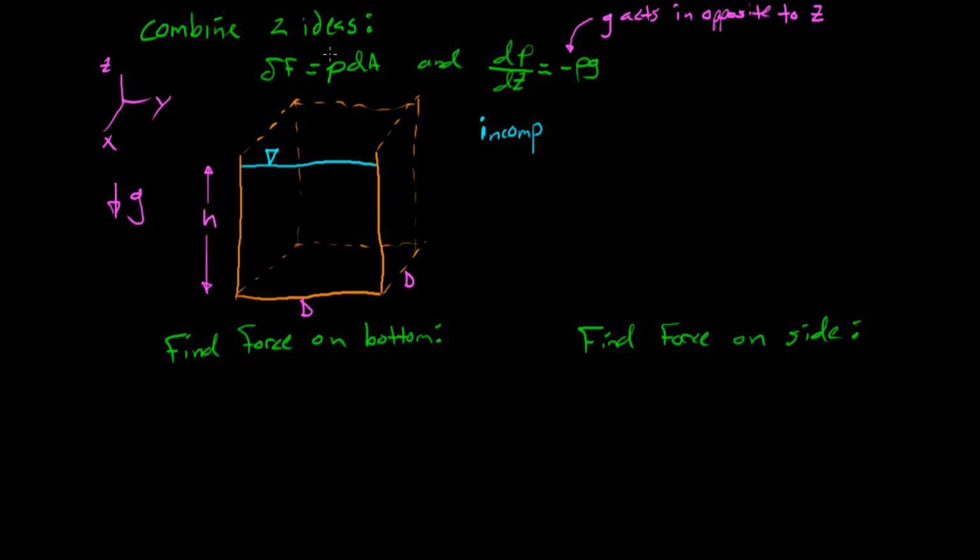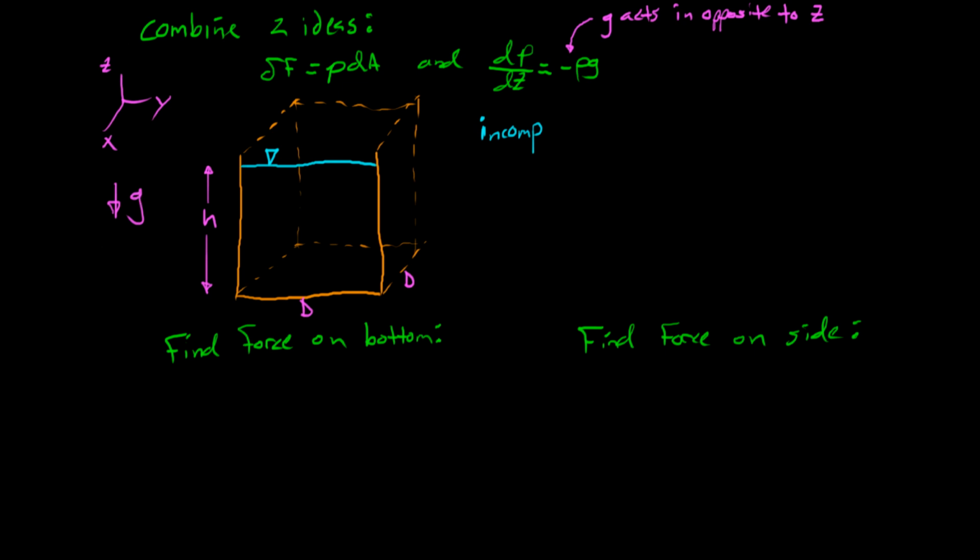We're going to use something that we've seen before, which is this idea of differential force being equal to the pressure acting on a differential area. And we're going to use the formal version of our gravity effect here, our fluid statics effect, dP/dz is equal to minus rho g. And remember, the reason there's a negative sign here is that gravity acts in the opposite direction to z, because I drew z going up.